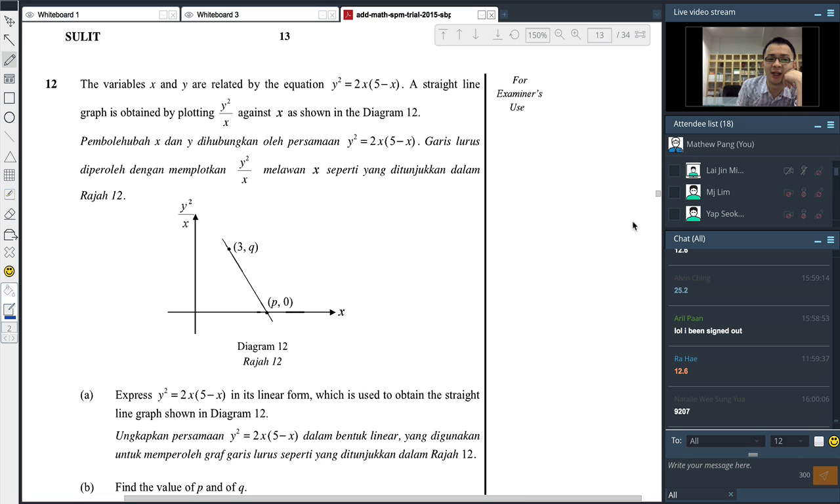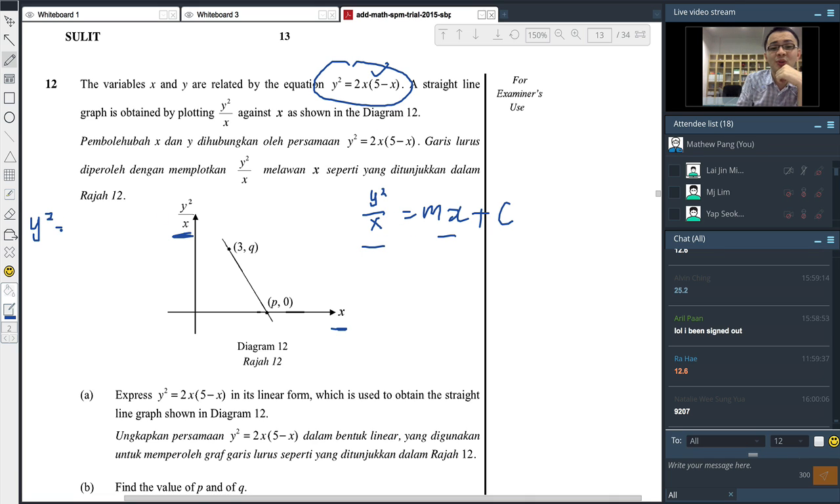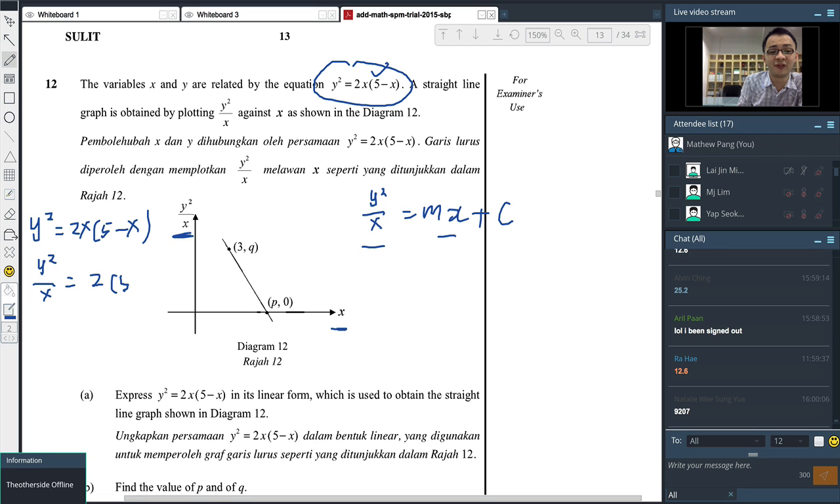Okay, this is linear law. In order to do this linear law, you have to change your equation into the pattern. This is y squared over x equals to mx plus c. My x and my y is follow the axis. So my objective here is to make this equation look very similar like this. So I have this equation y squared equals to 2x(5 minus x). So I will need to have something like y squared over x. So I divide x for both sides. So y squared over x equals to 2 times (5 minus x).